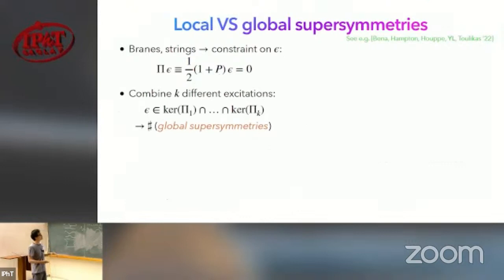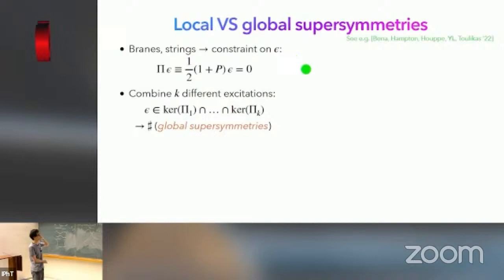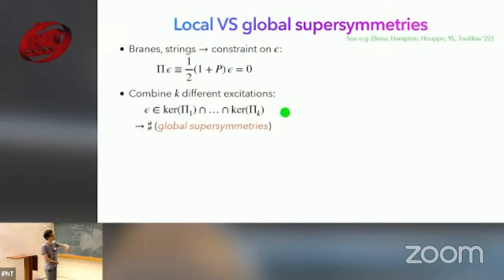All right, but then you can say, I don't need to just put one brane. I can take this type of brane and this type of brane and this type of brane. And so you can combine k different kinds of excitations, and this time, the Killing spinor should lie at the intersection of all of the kernels. And this space is giving you the number of global supersymmetries.